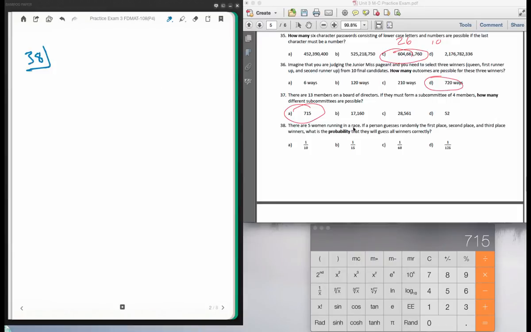There are 5 women running in a race. The person guesses randomly first place, second place, and third place winners. What's the probability that they will guess all the winners correctly? Order matters in this case. First, second, third is a placement, so order matters.